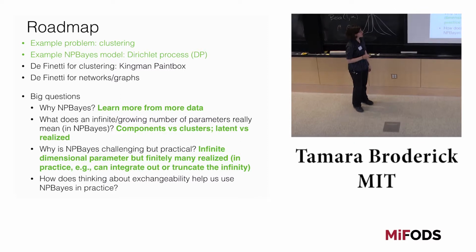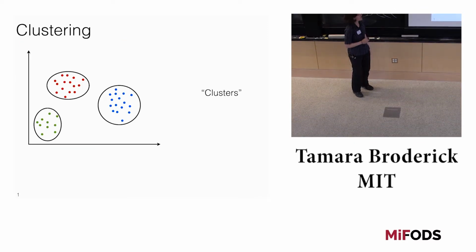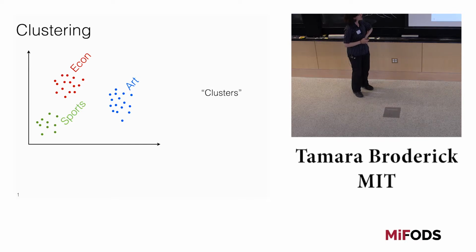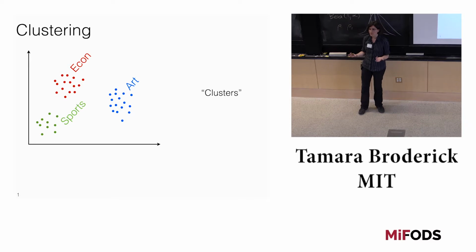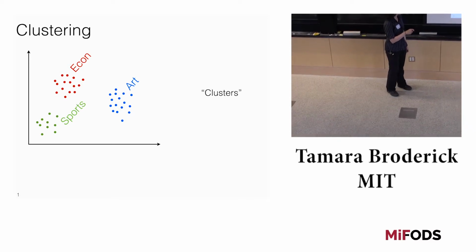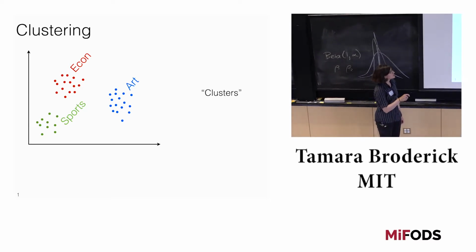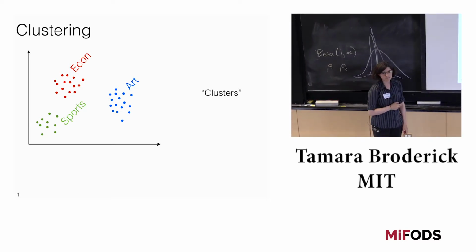So let's just recall where we are at this point. We've talked a lot about clustering, this idea of finding out what the clusters are, what the assignments of data points to groups are. And just for the purposes of having something concrete to talk about, let's suppose we're talking about topic modeling. So maybe each of these data points is an article in a newspaper, and some of them are about sports, and some are about econ, and some are about art.